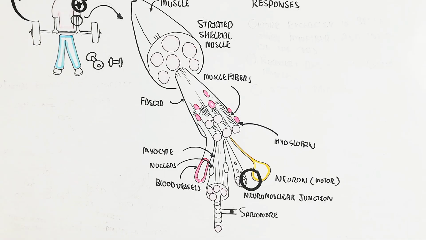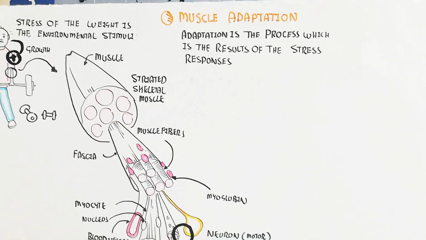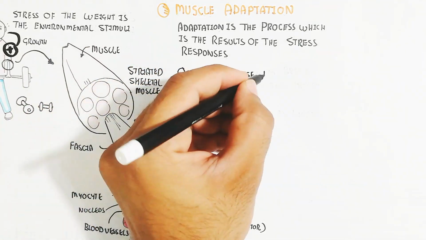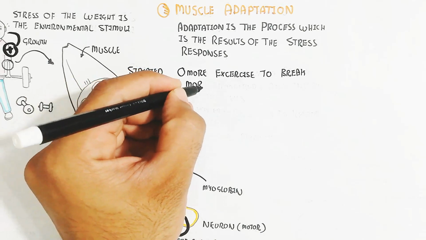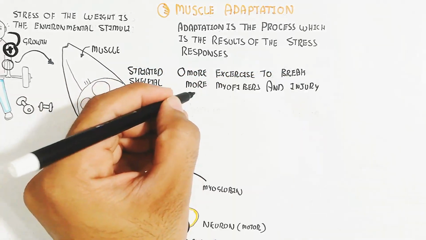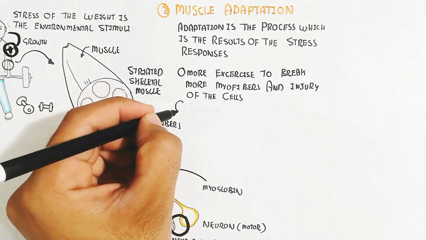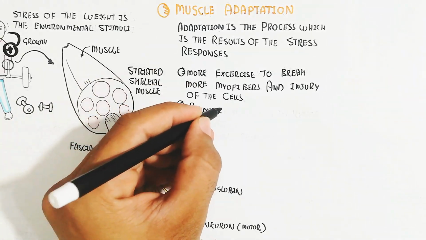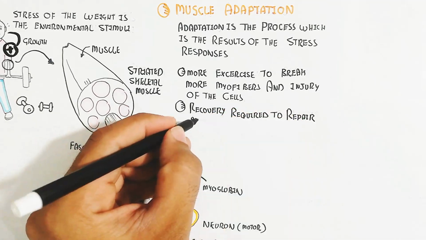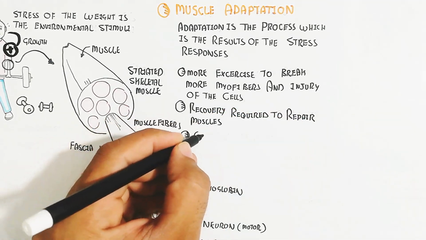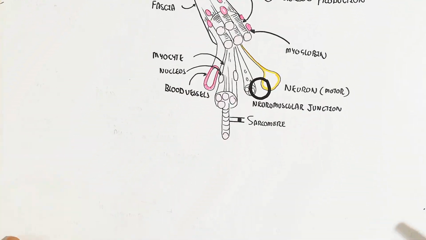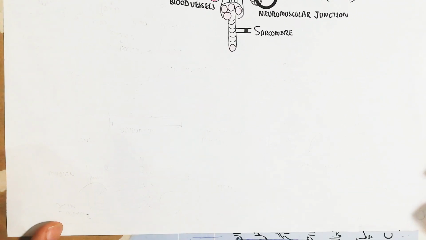The muscle cell contains multiple nuclei, and it is known as multinucleated striated muscle. Striated muscle is so called because of the striation, the light bands and dark bands. More exercise breaks more myofibers and injures the cells. Recovery is required to repair the muscles, and in this way, during exercise the cortisol hormone production will increase.